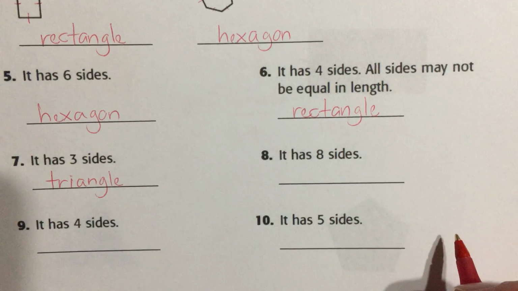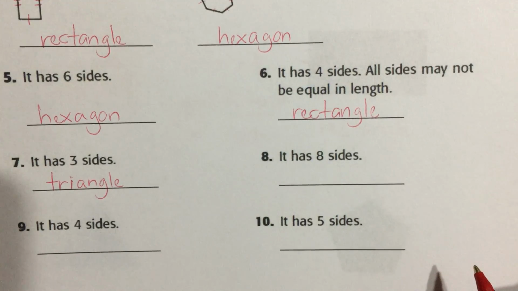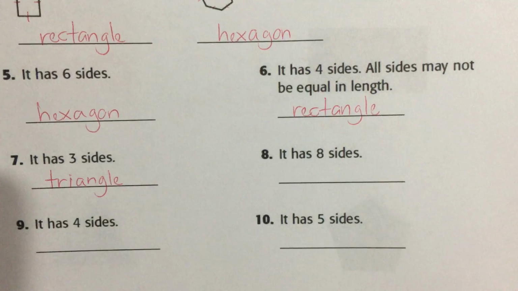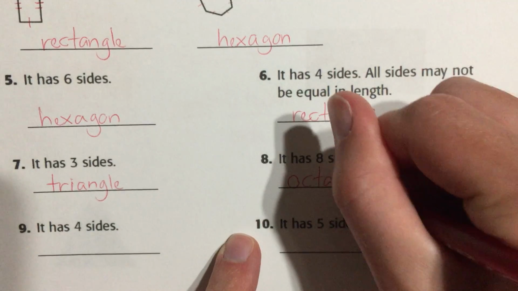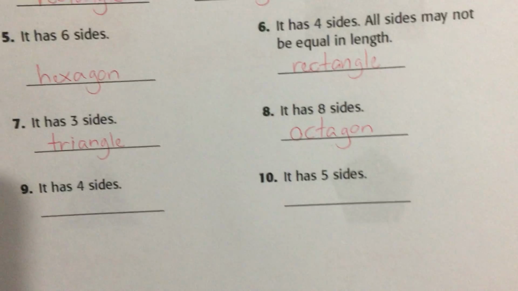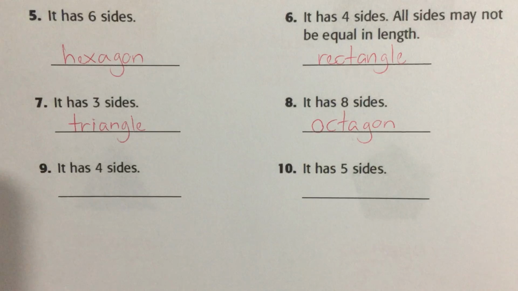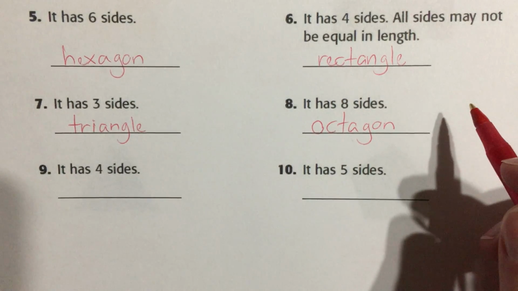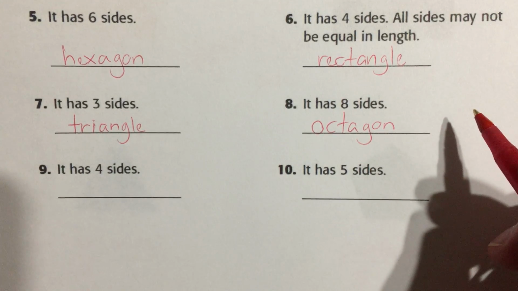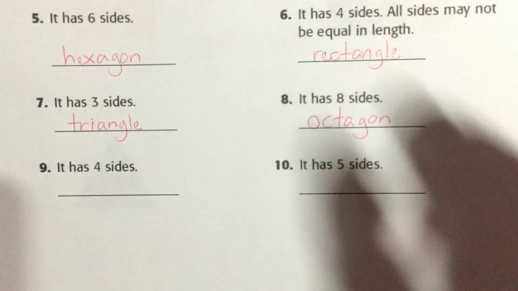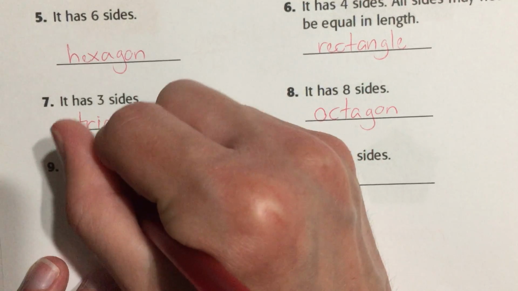Number 8, it has 8 sides. Well, that's kind of cool how that works out. Number 8 has 8 sides. Well, we talked about that octopus before. Octopus has 8 arms. Octagon has 8 sides. Oct meaning 8. And I'm not going to write octopus. Okay, there we go. Octagon, 8 sides. Number 9, it has 4 sides. Well, you know, it could be a rectangle. It could be a square. But if we don't know, if we just know that it has 4 sides and they don't tell us anymore, it's that big fancy word that we talked about before. That starts with quad. Okay, quad meaning 4.